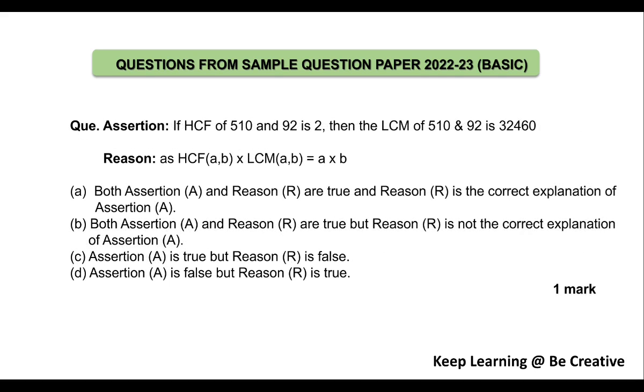The next question was of assertion and reasoning. Here two statements were given. If HCF of 510 and 92 is 2, then the LCM of these two numbers is 32460, and the reason was given as HCF of A and B is equal to A into B. Here you need to carefully observe whether the first statement given is correct or not, whether the values given are correct or not, and according to that read the options carefully and answer the question. This was again of 1 mark.